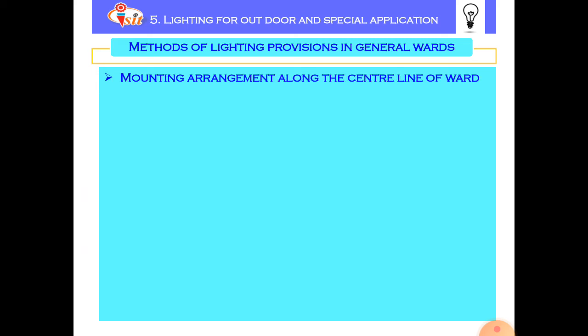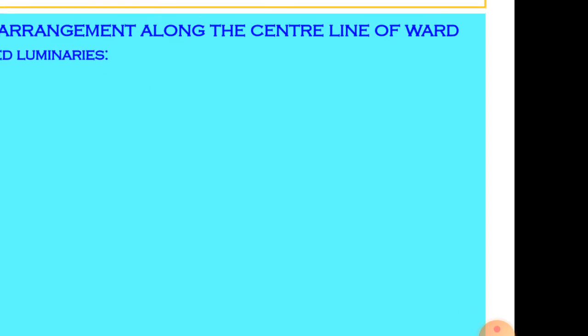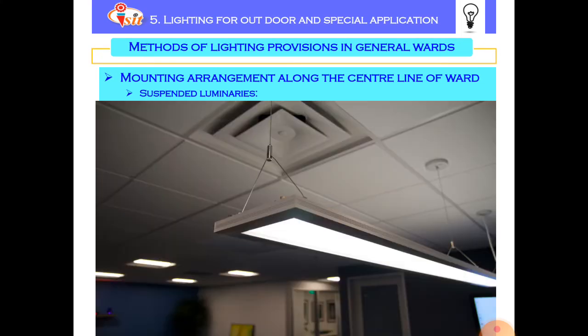The next point is the method of lighting provision in general wards. The mounting arrangement along the center line of the ward. It means all the luminaires used in the hospital which are mounted along the center line of the ward. The first one is the suspended luminaire. Take a look at the suspended luminaire.